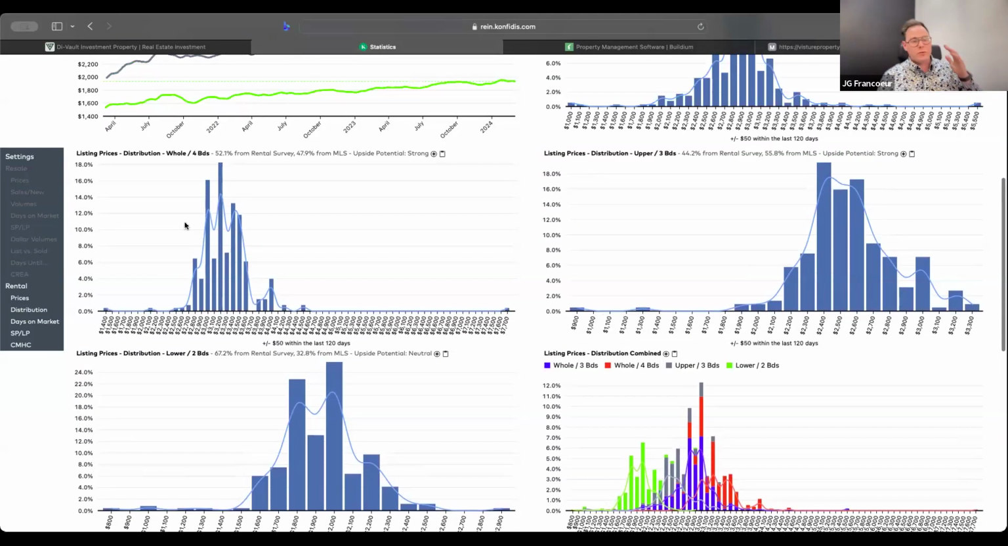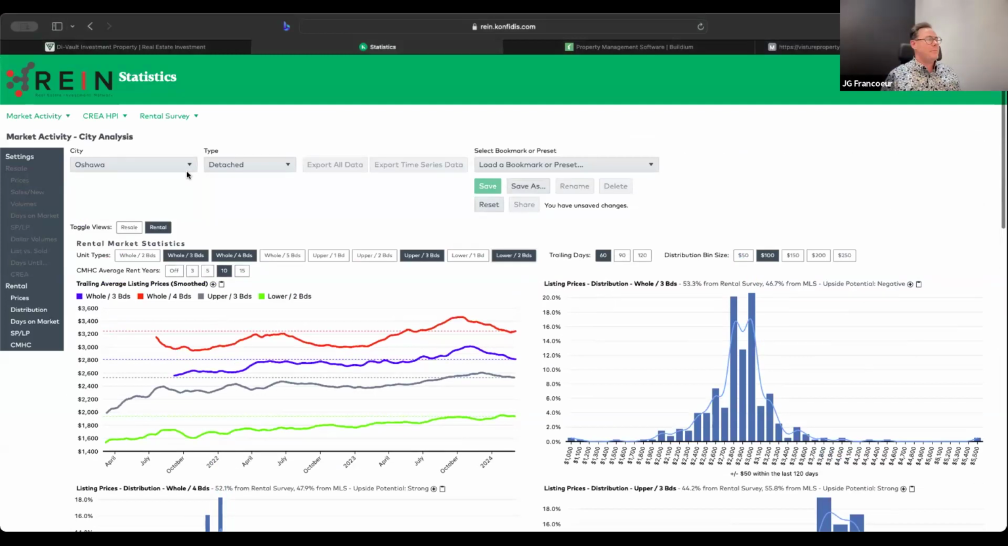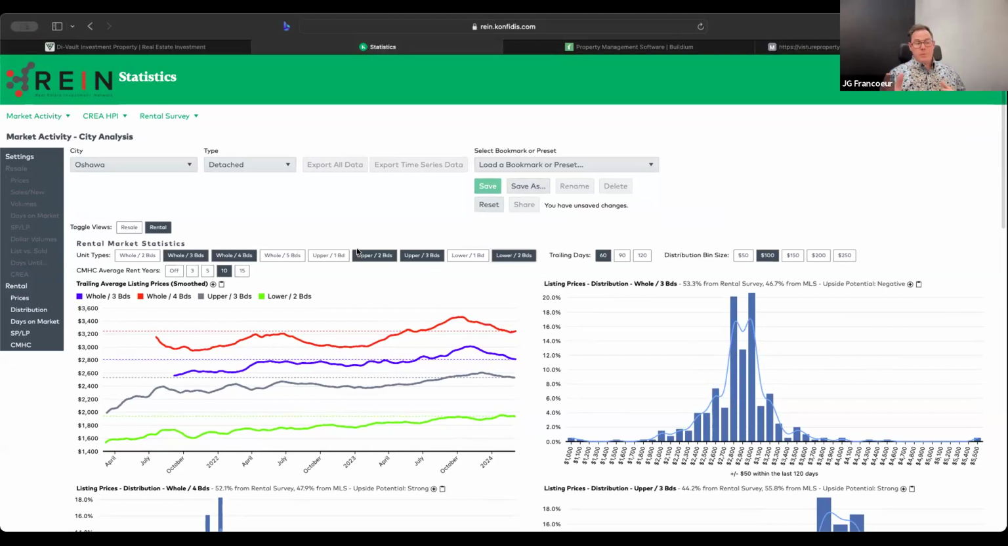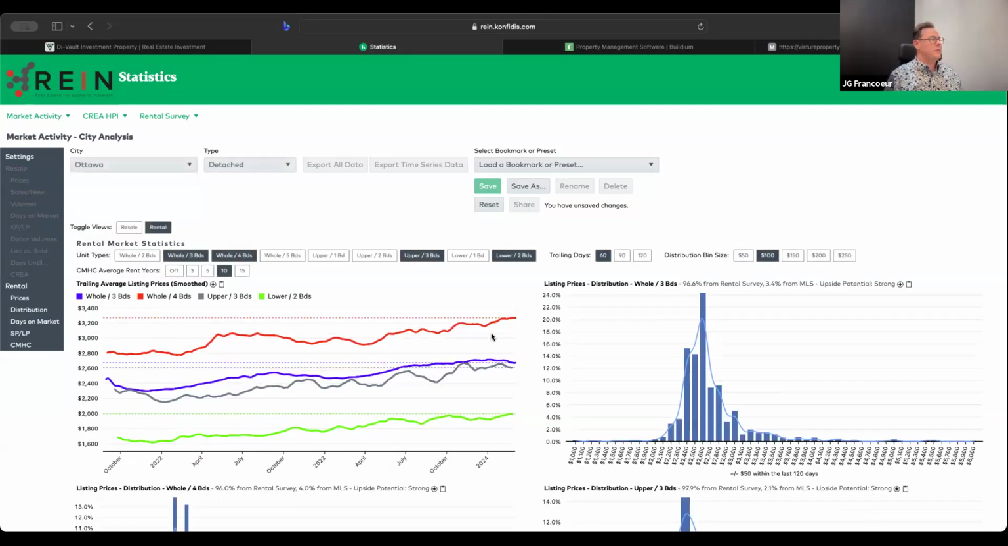Okay, that's Oshawa. That's what's been happening in Oshawa. So definitely some compression happening in Oshawa. Not like Peterborough, not like Orillia. So Oshawa and Barrie kind of behaving a little bit the same. Now let's get to Ottawa. I know we got some friends in Ottawa. Okay. So yeah, 4-bedroom homes have been increasing.